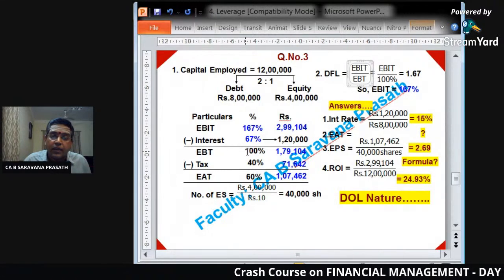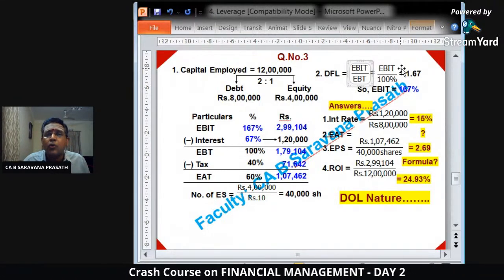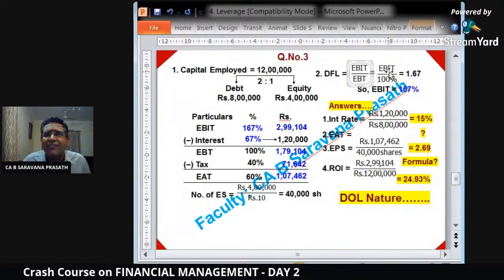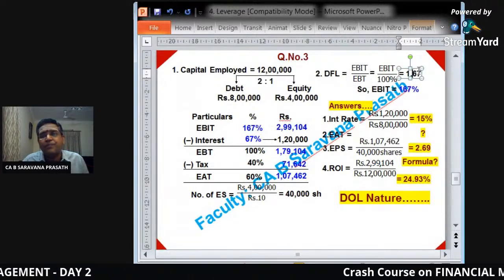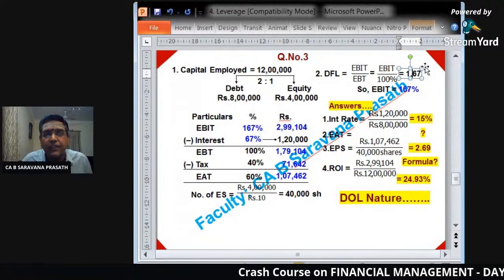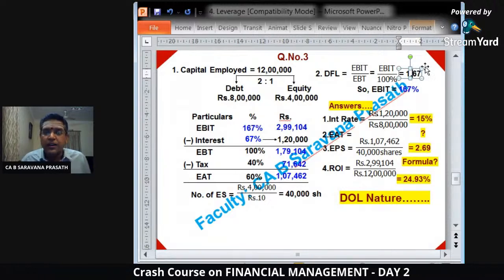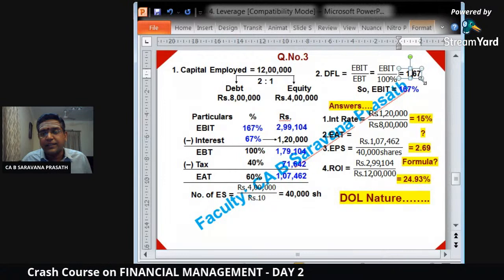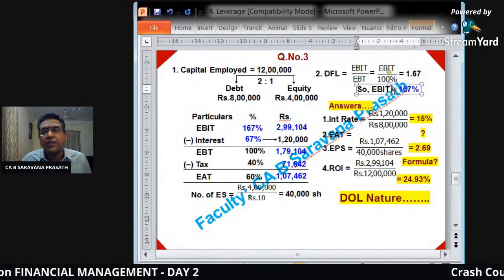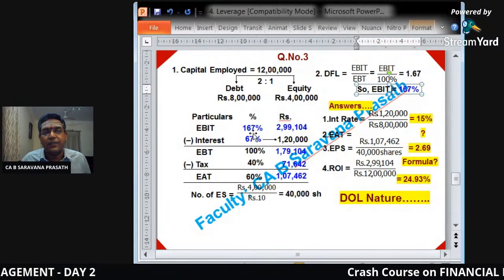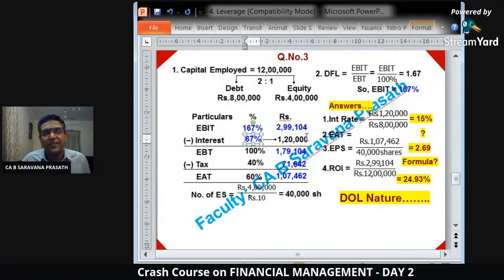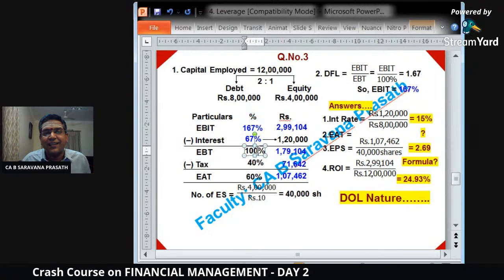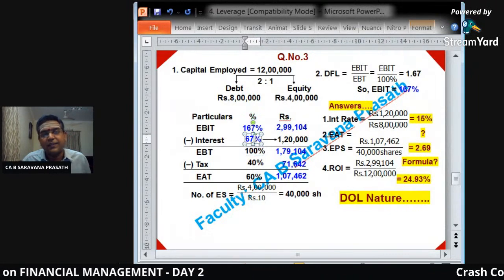EBT is already calculated as equivalent to 100. So by cross multiplication, using the formula for financial leverage, DFL is 1.67 times, so EBIT is equivalent to 167%. Interest is now computed as a balancing figure: 167 versus 100, balancing figure 67%.